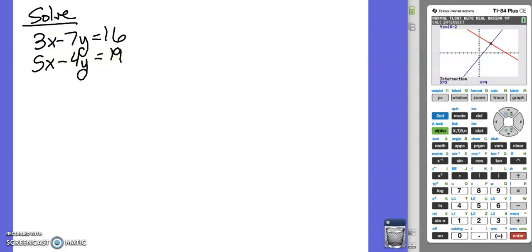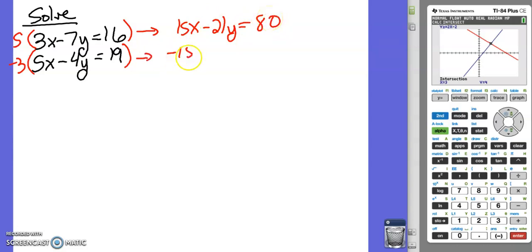So I'm going to go back to the x's. I'm going to multiply this by 5, and then multiply this by negative 3. So this becomes 15x, this becomes 21y, and this becomes 80. Again, make sure you multiply everything. This becomes negative 15x. This becomes positive 12y, and this becomes negative 57.